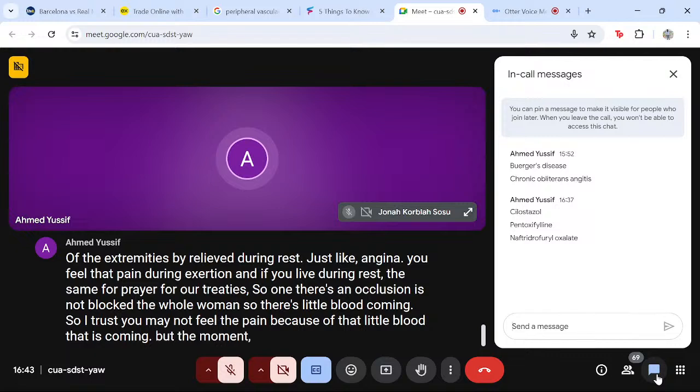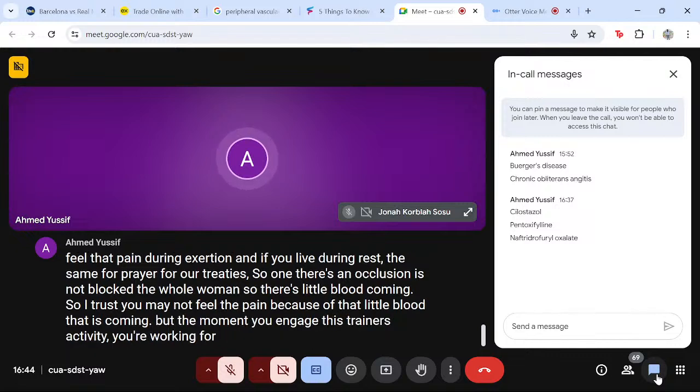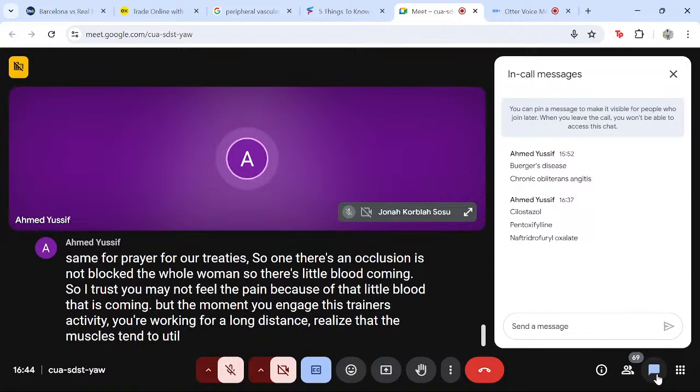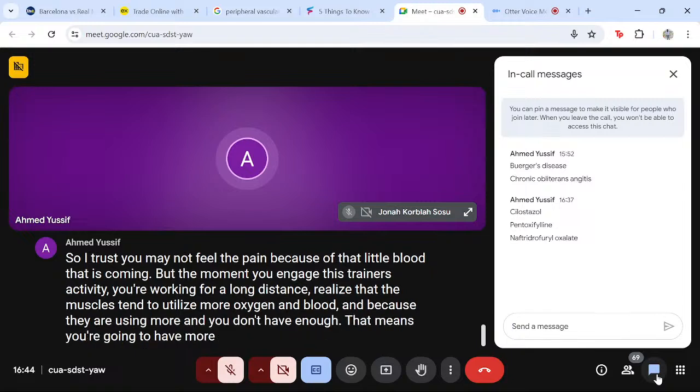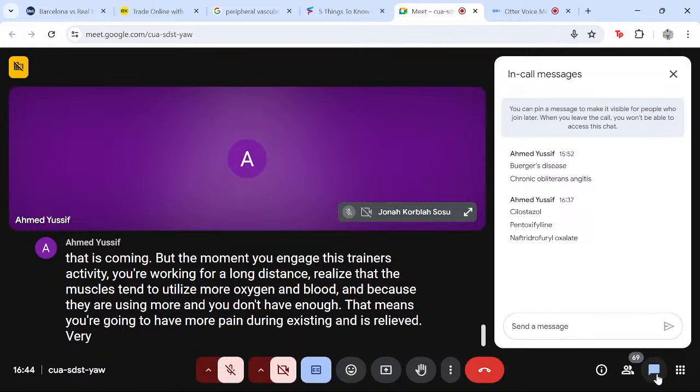But the moment you engage in strenuous activity, you are walking for a long distance, you realize that the muscles tend to utilize more oxygen and blood. And because they are using more and you don't have enough, that means you are going to have more pain during exertion, and it is relieved during rest.